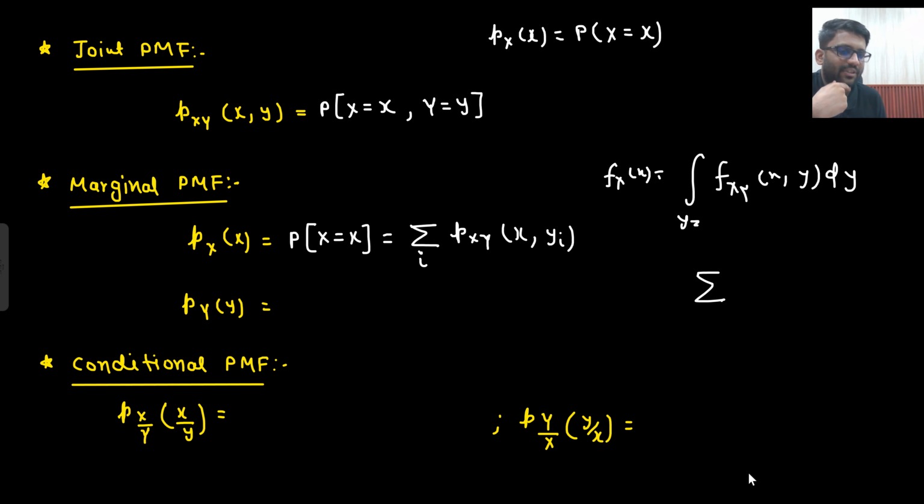Integration has been changed to summation. PDF has changed to PMF. And I am putting all the limits of y. So whatever value y can take, y can take the value y1, y2, y3, so all the values of y I will put.